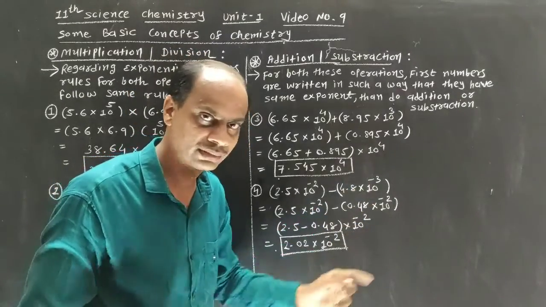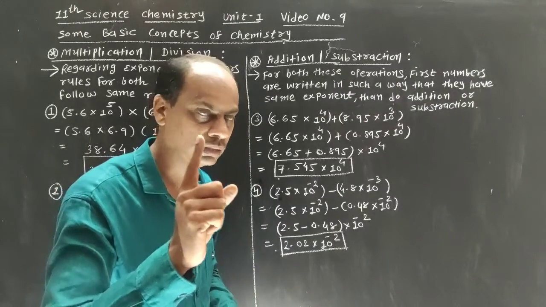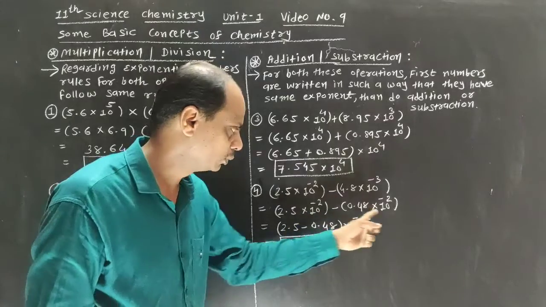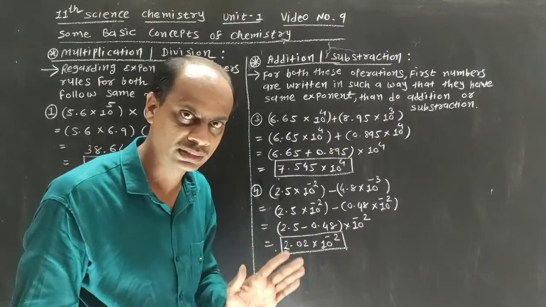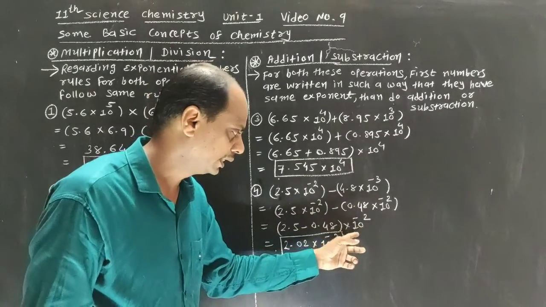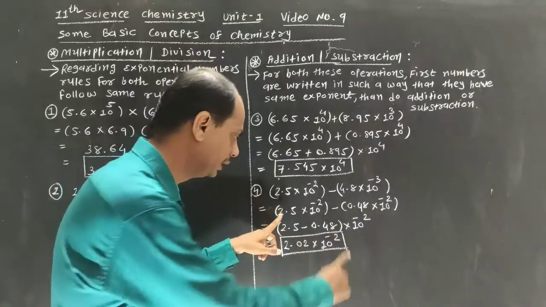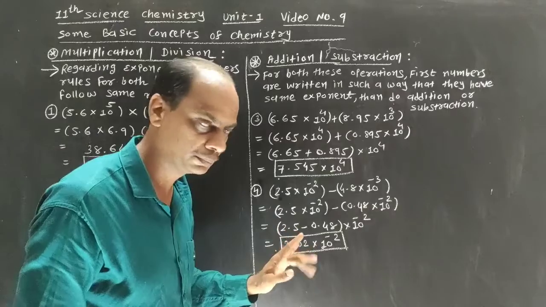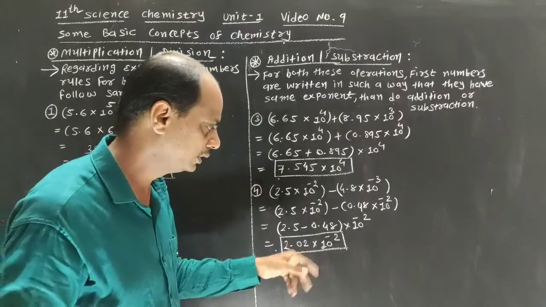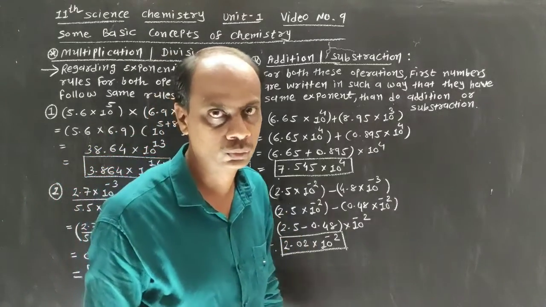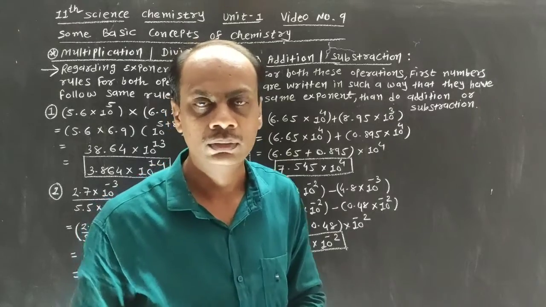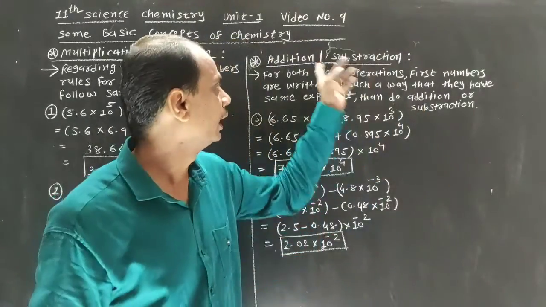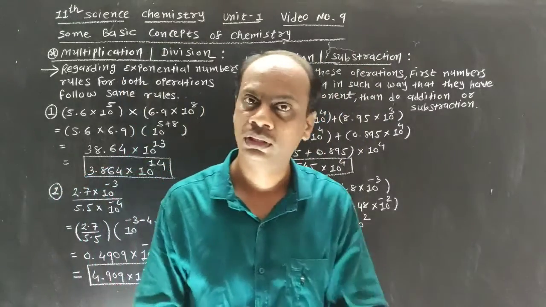So 10 raised to minus 3 plus 1 gives us the answer 10 raised to minus 2. Means both the powers are the same, the exponents are the same. So make it common and do the subtraction of 2.5 minus 0.48. It gives us the answer 2.02 into 10 raised to minus 2. So this is all about multiplication, division and addition, subtraction relations.